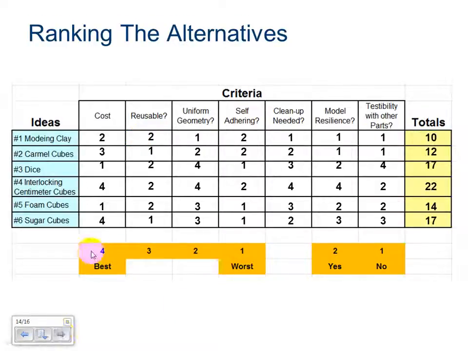In this example, 4 was the best. So if it was really good at something, I would have given it a 4, which is higher than the other choices. So I'm going to want to pick the one that has the highest choice. So this 22 is obviously my highest number, and so I'm going to choose to make my cube out of interlocking centimeter cubes.